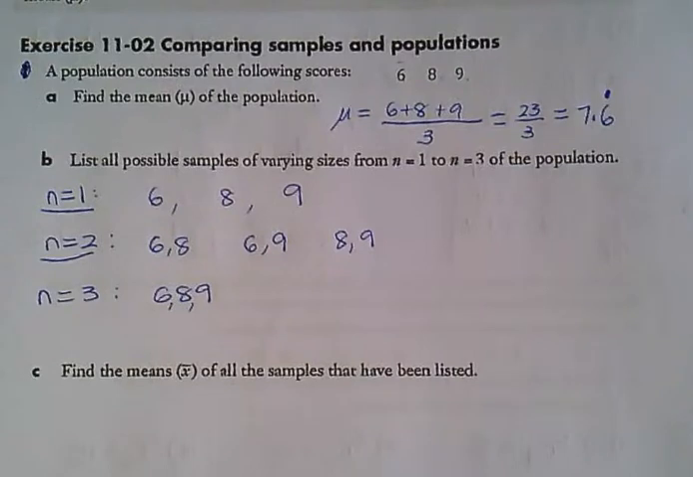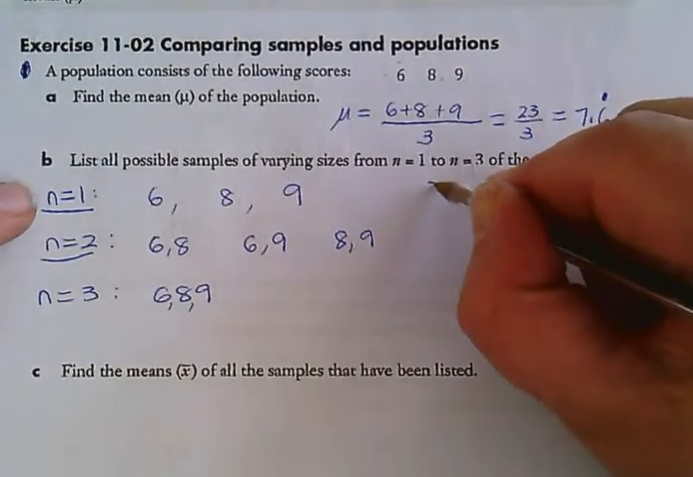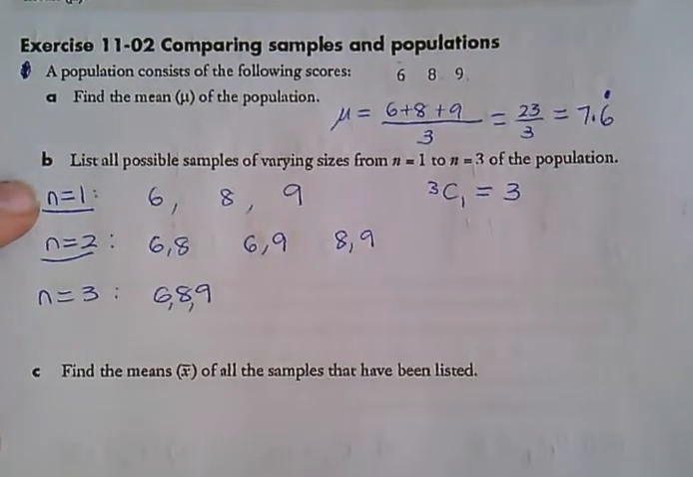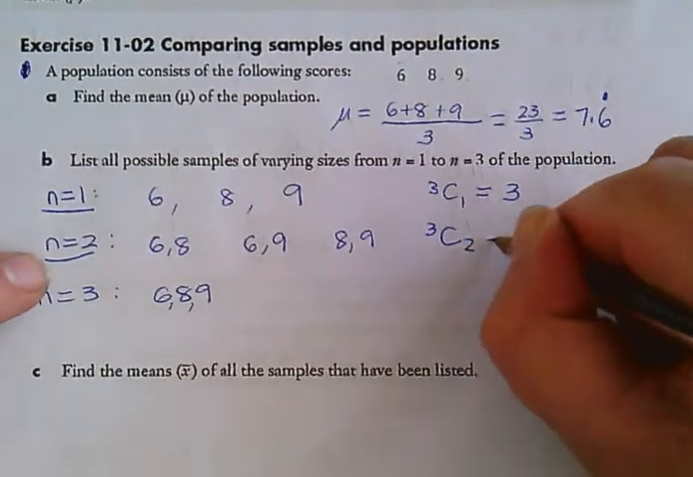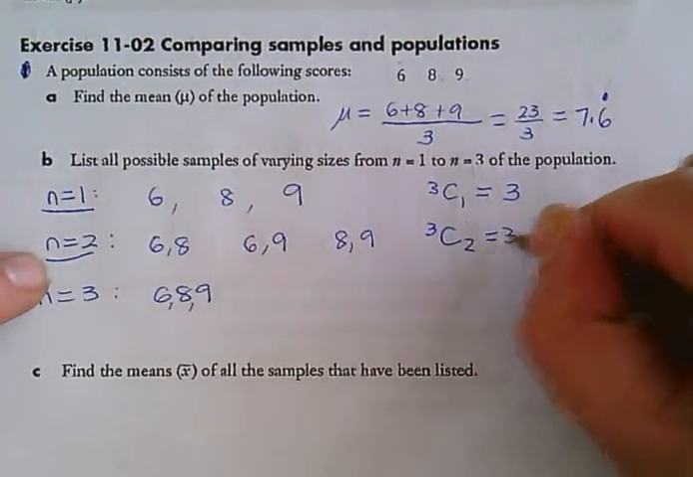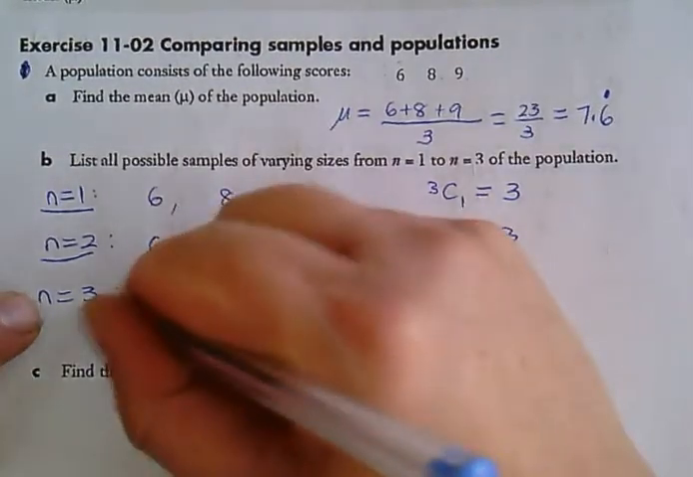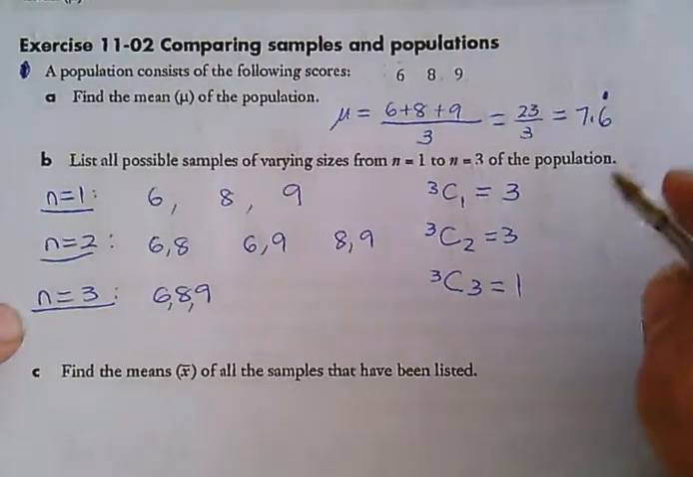Now, let me show you why it's 7 as well. You know how I've got 3 numbers, I'm choosing 1? If you do 3 choose 1 on your calculator, you get 3. If you do 3 choose 2 on your calculator, you should also get 3. And if I've got 3 numbers and I'm choosing 3 on your calculator, you will get 1.